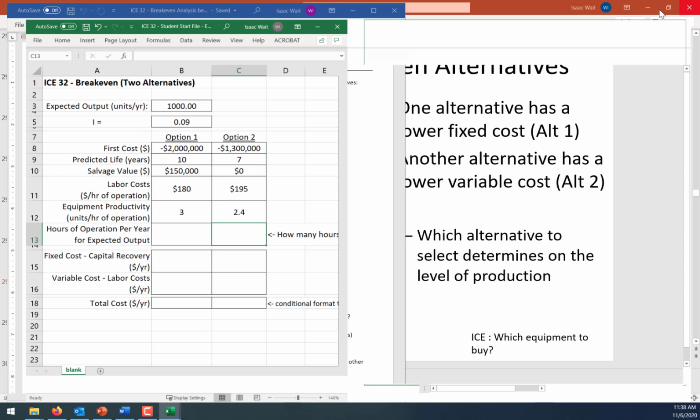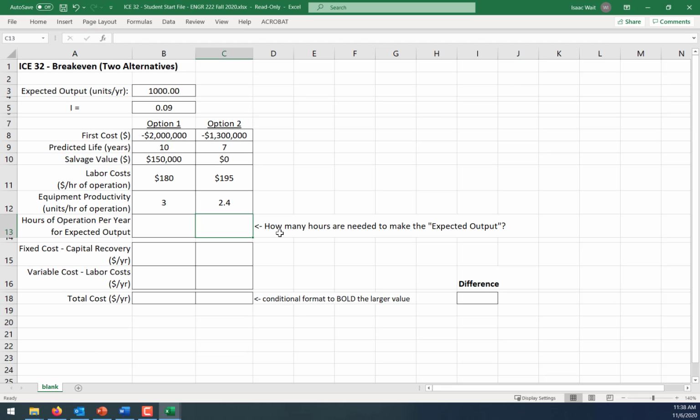Now, here's the first part that's maybe a little bit tricky, where it says how many hours are needed to make the expected output. So here, our first analysis is for 1,000 units per year. So if we want to make 1,000 units, how many hours of operation is required if we can do 3 per hour? So it takes 1/3 of an hour to make an item, and we want to make 1,000 items, so it's going to be 1,000 divided by 3.